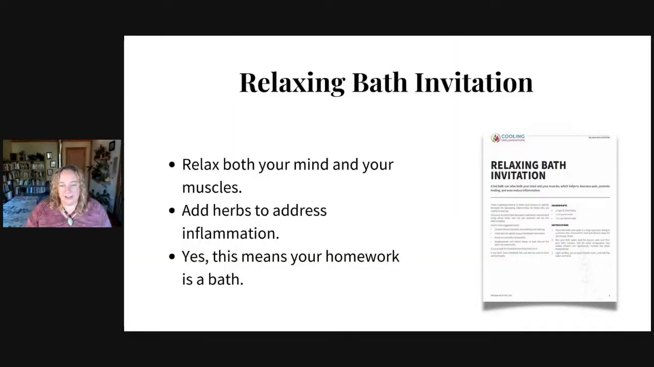So, relaxing bath invitation in there. I have a simple recipe to make an herbal bath, because you can add herbs to your bath that will address inflammation. And yes, this means your homework is a bath. So you're welcome. We got two great invitations this week of relaxation.